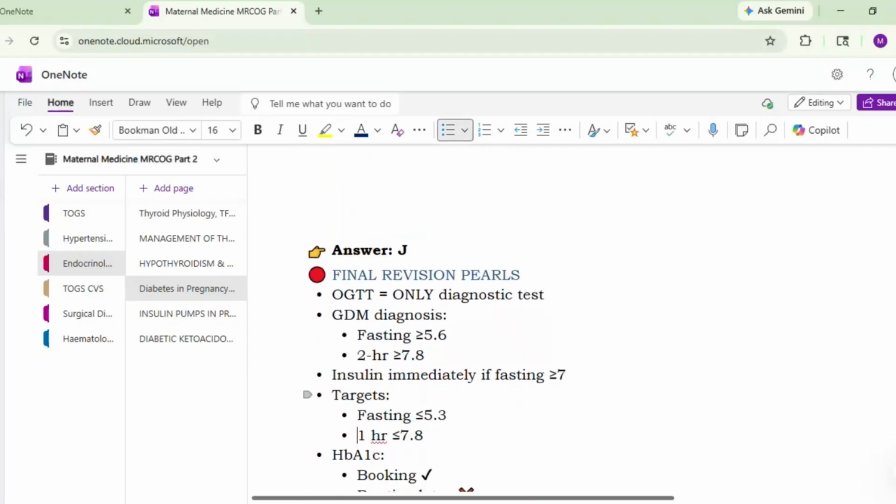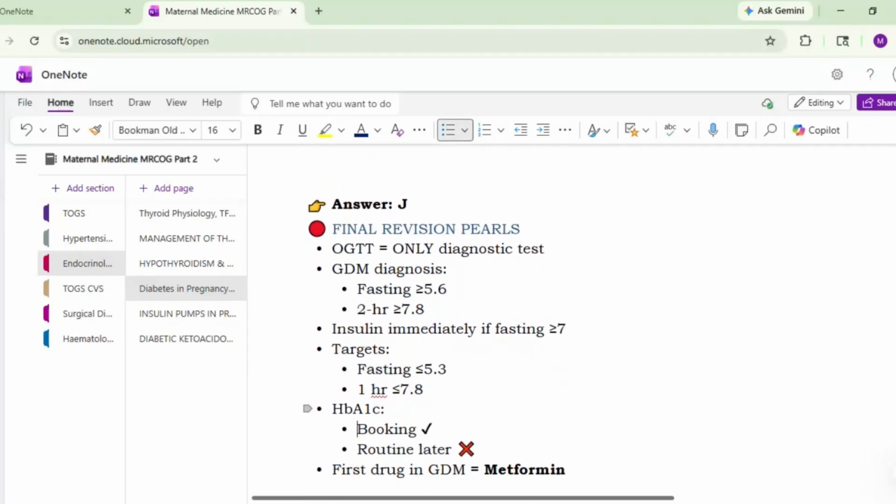So again, a few things to remember. OGTT is the only diagnostic test. GDM diagnosis criteria are fasting more than or equal to 5.6, 2-hour value more than or equal to 7.8. Insulin immediately if the fasting is more than or equal to 7. Target fasting should be less than or equal to 5.3, and 1 hour should be less than or equal to 7.8. Please do not confuse the fasting 5.6 and 7.8 with these targets. These are treatment targets; those are OGTT cutoffs.